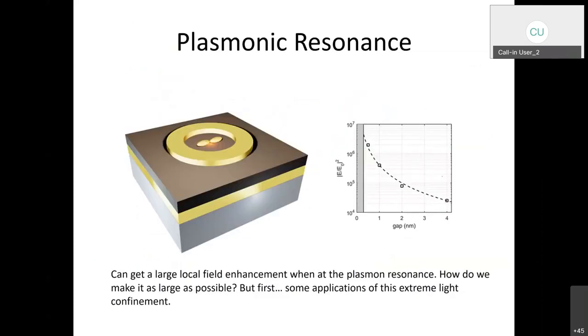So the question I'm asking here is, we know that you can get a large field scattering. One thing I didn't say explicitly is that the local field, the volts per meter that you experience very close to the metal, will also be very much enhanced at these resonances. And so the question is, how much can we make this local field? Because many applications require having a very high local field intensity.